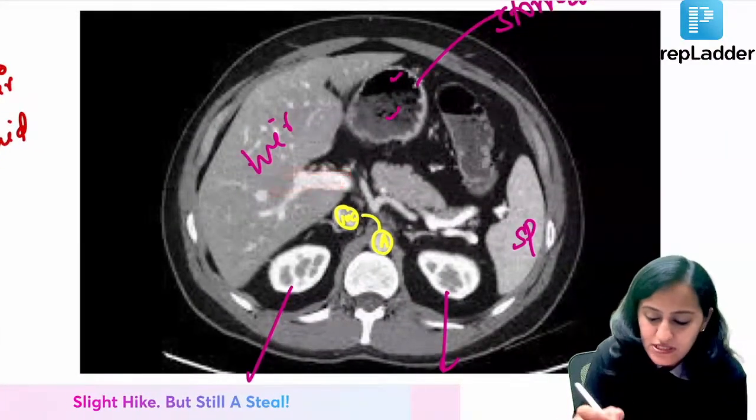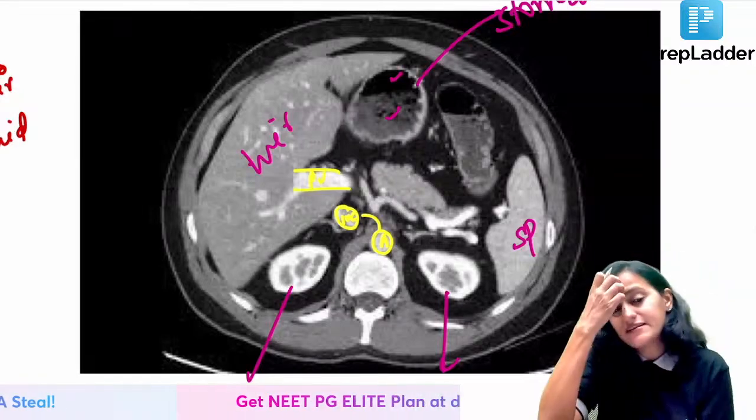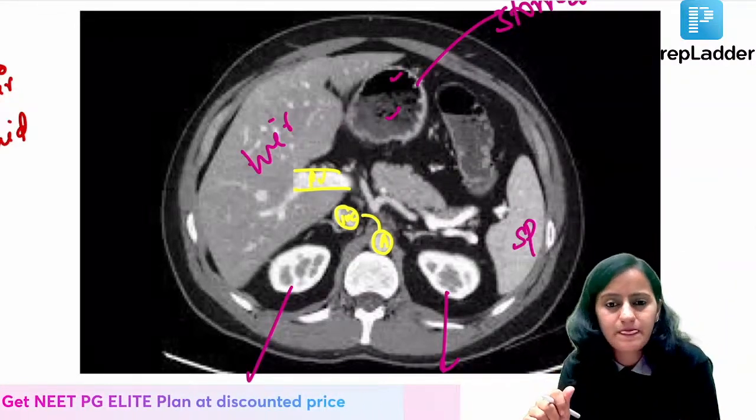And this is the portal vein going into the liver there. That is the portal vein that you are seeing. Okay, clear with everyone?